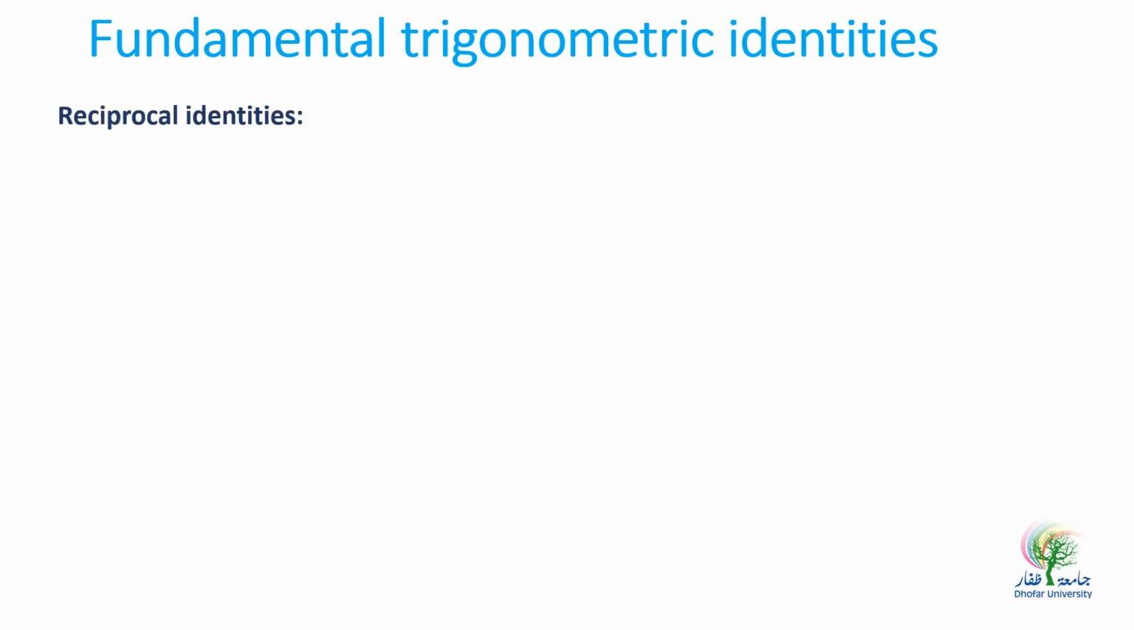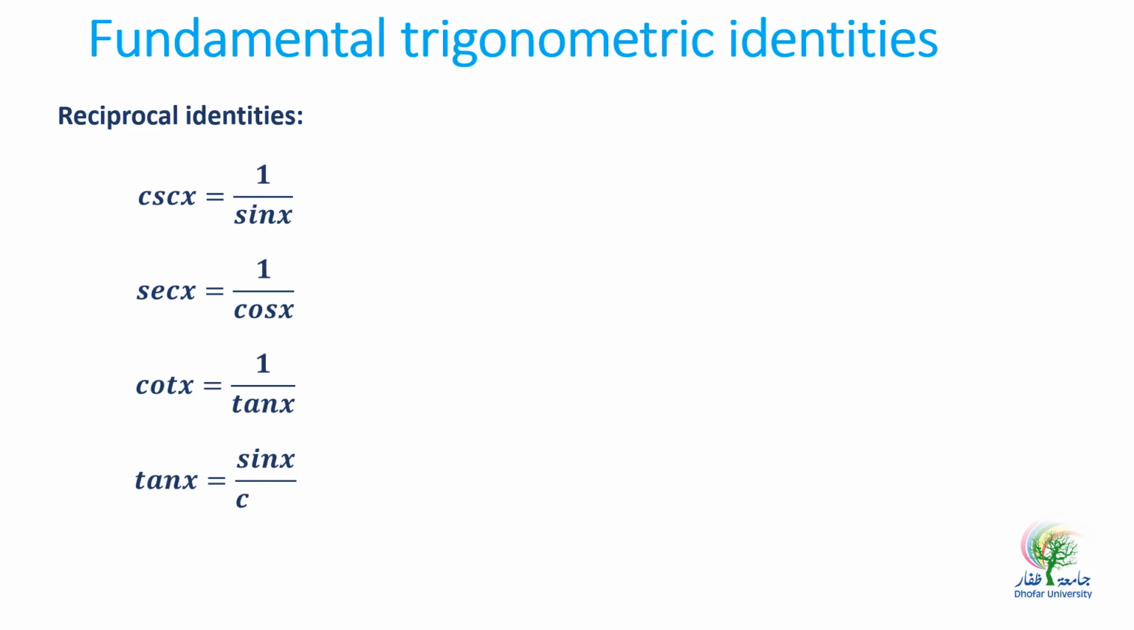Reciprocal identities. Cosecant x equals 1 by sin x. Secant x equals 1 by cosine x. Cotangent x equals 1 by tangent x, and tangent x equals sin x by cosine x. Also, cotangent x equals cosine x by sin x.